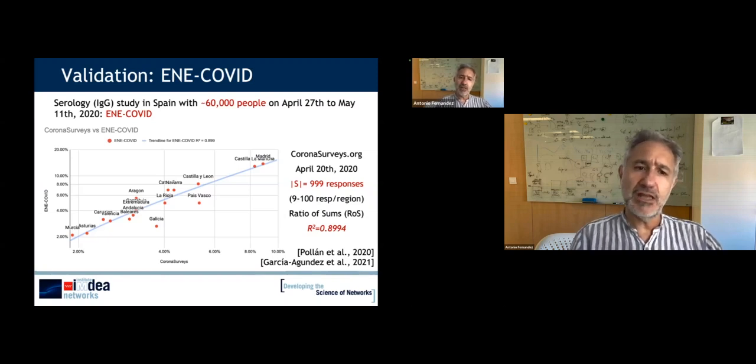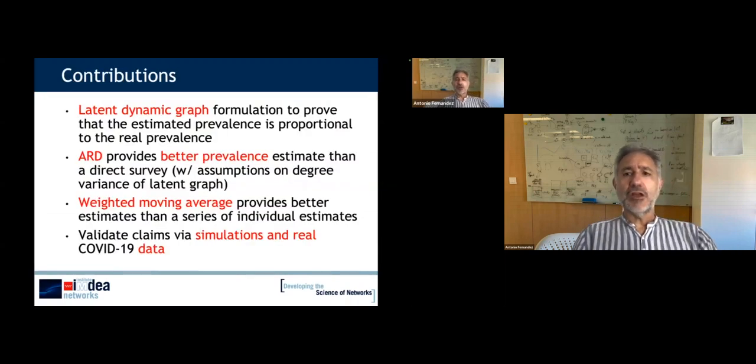And as you see, our estimate of the percentage of the population that had antibodies is actually quite good. In particular, it has a huge correlation, more than 0.9.